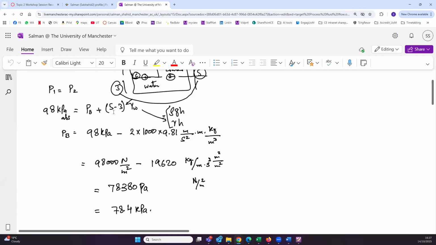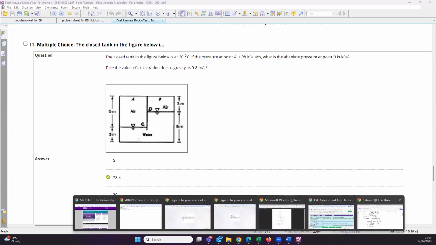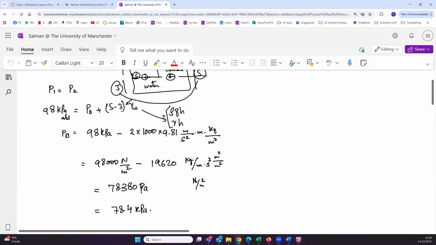So we can write gamma W because data is given to us. In this question, we are given the acceleration due to gravity, but we are not given the density. It should be given in the main online test. But for the sake of solving this question, we can say that the density is 1000. So we have 2, that is the height, times 1000, that is the density of water, times 9.81 meter per second square, that is the value of G.